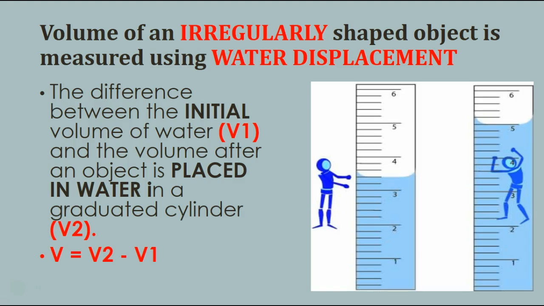So if you look in this picture, the first graduated cylinder has a volume of roughly 3.5 milliliters. And then when the little figure is placed into the water, it now has a volume of 5 milliliters. So you would subtract 5 milliliters minus 3.5 milliliters, and that would give you the little figure's volume, which is 1.5 milliliters.